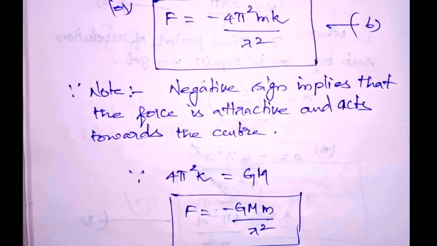Here the negative sign represents the attracting force of the object towards the center. That is, where the object will be revolving in the circular path, there will be a force attracting towards the center, isn't it? So that attracting force is denoted by the negative sign. And since we know 4 pi square K is equal to capital G capital M, substituting the value, we get F is equal to minus G capital M into small m divided by R square. This will be the final value for calculating the force in a circular orbit.